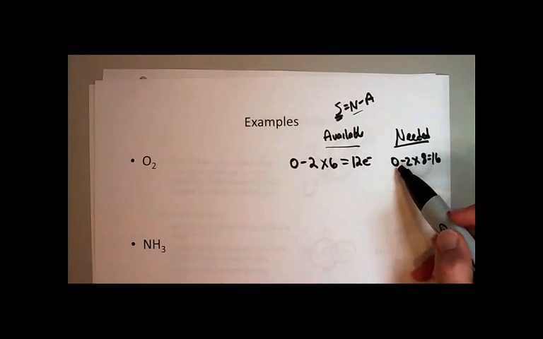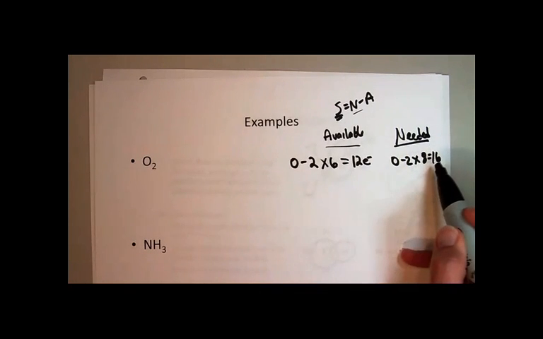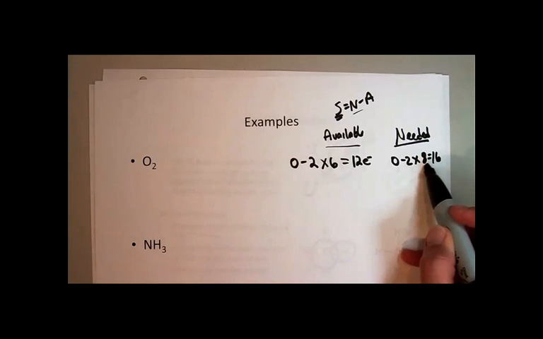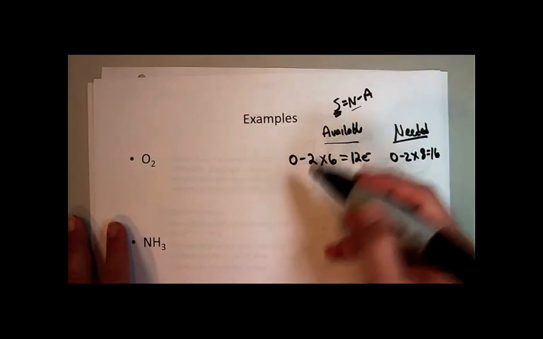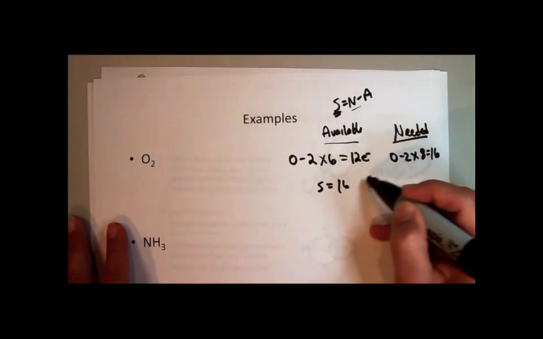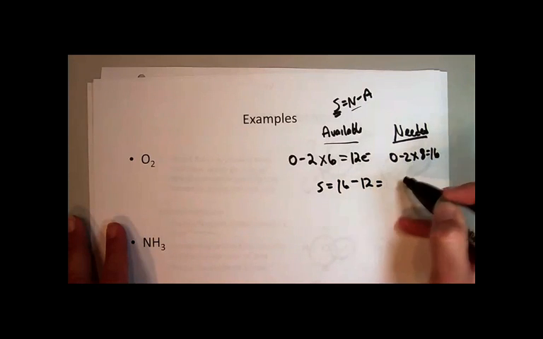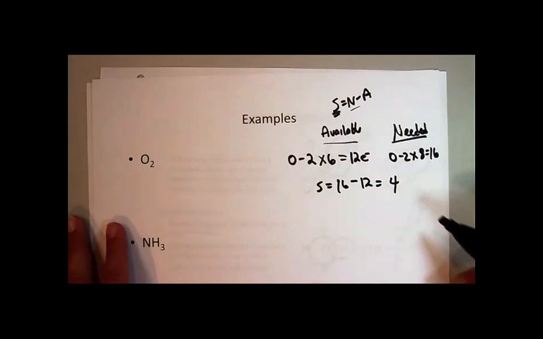Most elements in the periodic table need 8 electrons to satisfy the octet. That's why it's called an octet. There are a few exceptions. Hydrogen only needs 2. So when you're filling in the needed for hydrogen, as we'll see down here, you just put 2 instead of 8. But normally it's going to be 8 until I get to just a few exceptions. Alrighty. So then to figure out the number of shared, it's just needed, which is 16, minus available, which is 12, and that equals 4 shared electrons.